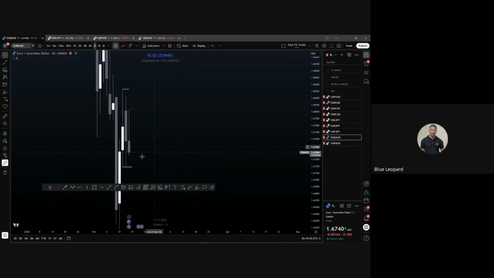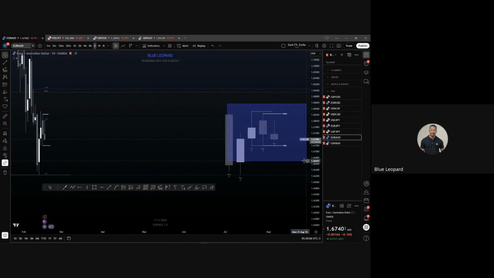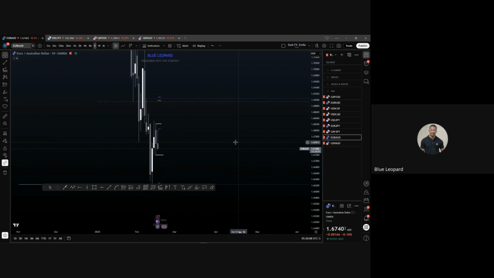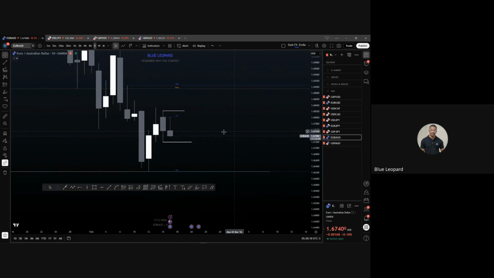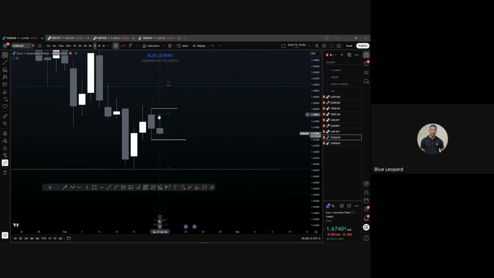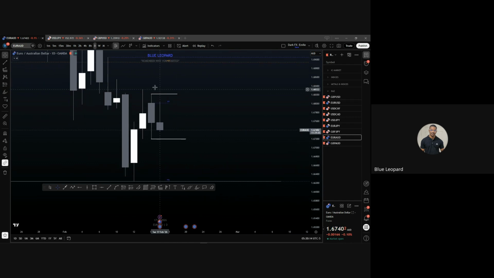So I'm going to mark my inside bar, which is here and here, previous daily high and previous daily low. I know we already marked it here, but I was just explaining to you. We had previous high and low. Price reacted from the weekly open, and from that weekly open, price is pushing.